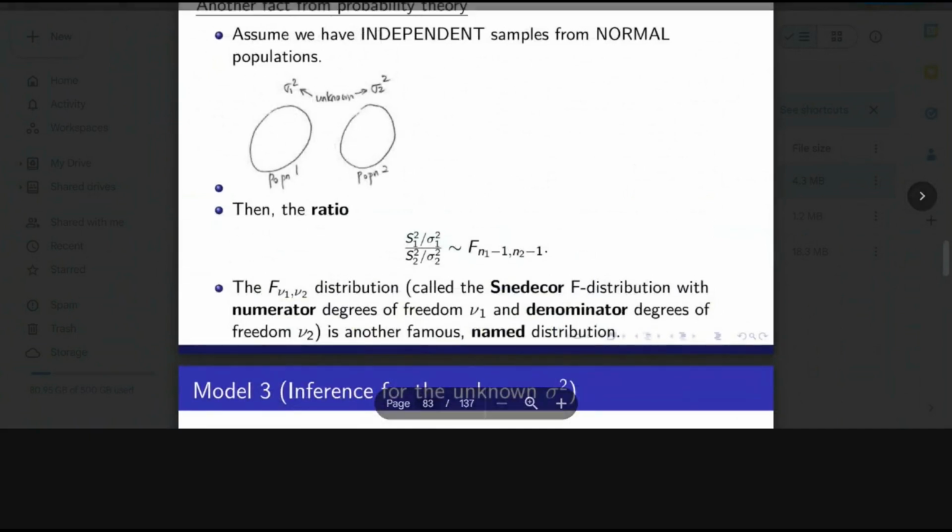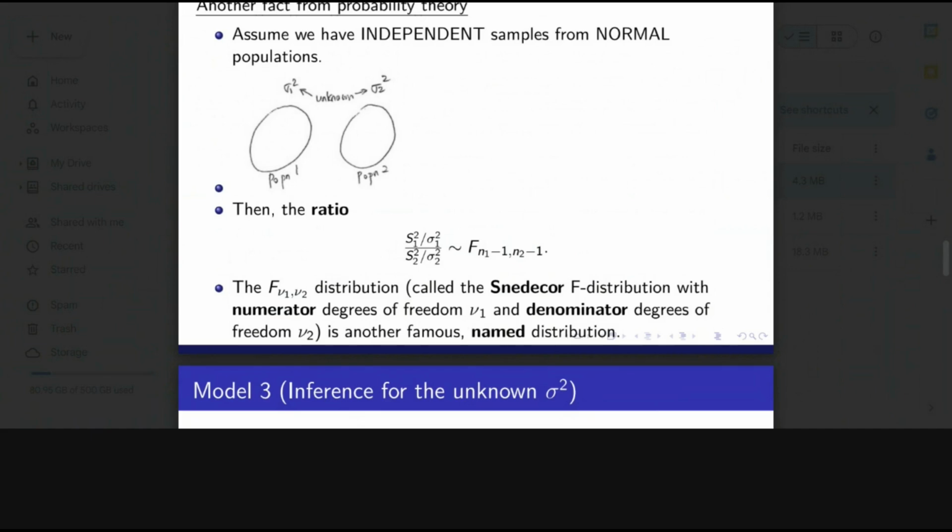They actually came because of the ratio of 2 S things. This S1 squared upon S2 squared. S1 squared is actually chi-squared with N1 minus 1 degrees of freedom. S2 squared is also chi-squared with N2 minus 1 degrees of freedom. So it is because of the 2 different degrees of freedom that come from the 2 different chi-squared. That's why there are 2 degrees of freedom in F distribution, because of the ratio of 2 chi-squareds.